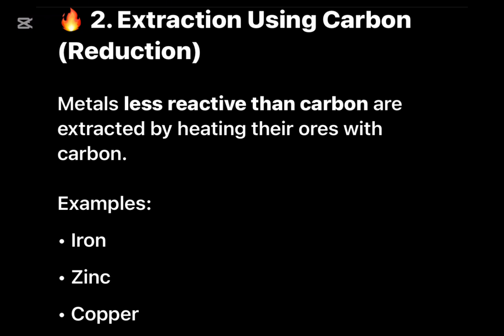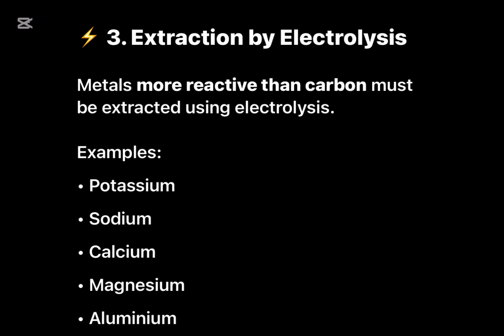Now, if you're asked on an exam which of the following can be extracted by reduction, just have the mindset that it is either iron, zinc, or copper. Any of them can be extracted by reduction, because they are below carbon in the series. So let's go to the next, extraction by electrolysis.